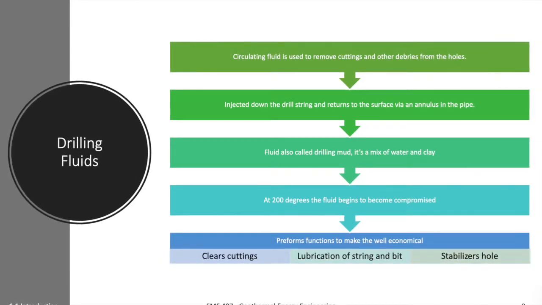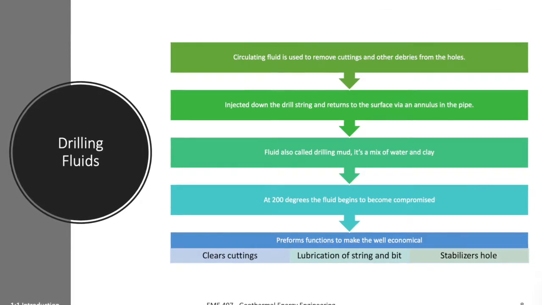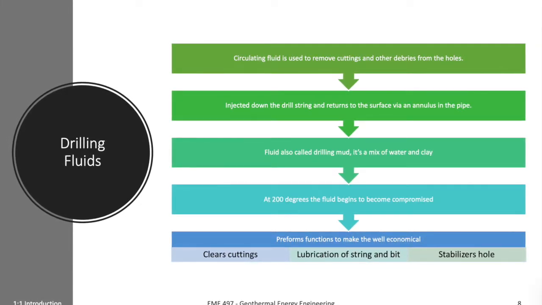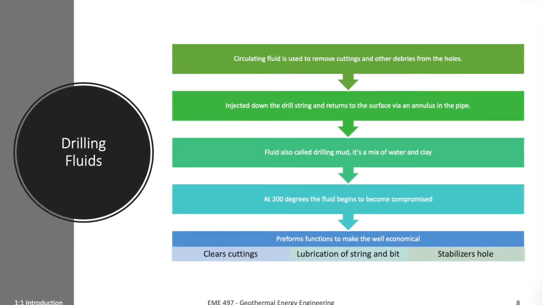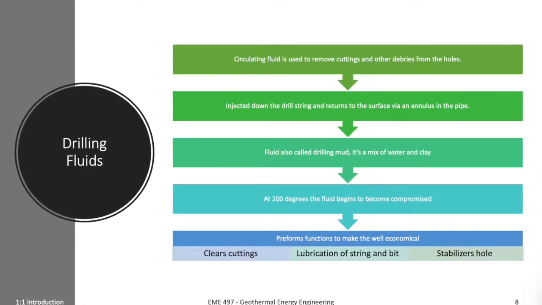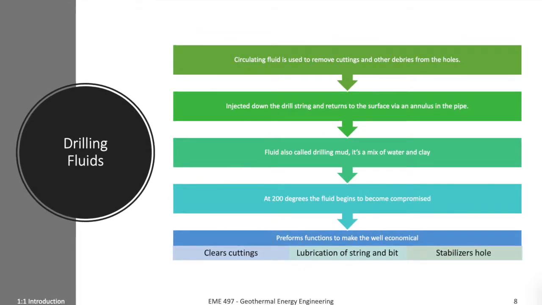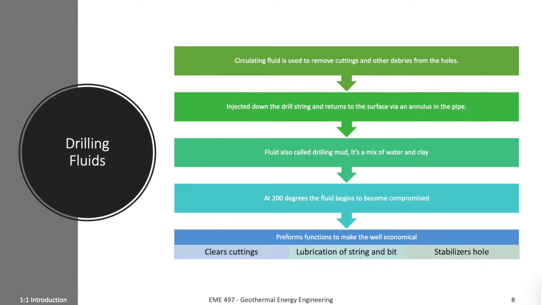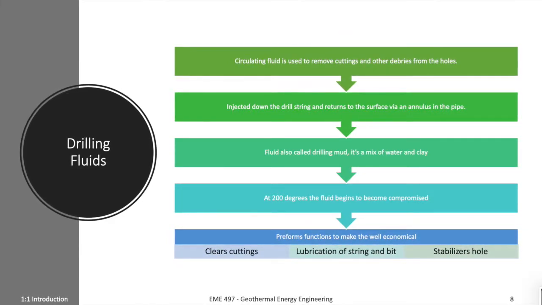An important thing to note about drilling fluid, especially in terms of geothermal energy, is that temperatures of about 200 degrees Celsius is about the limit for standard drilling fluid. After that, it starts to become compromised. So therefore, specialist drilling fluids need to be used during production of a geothermal well.